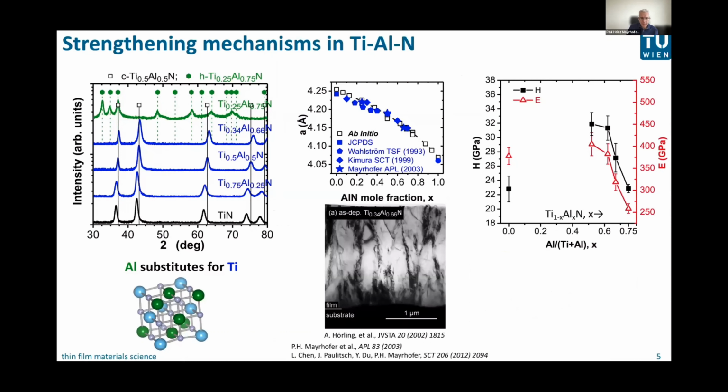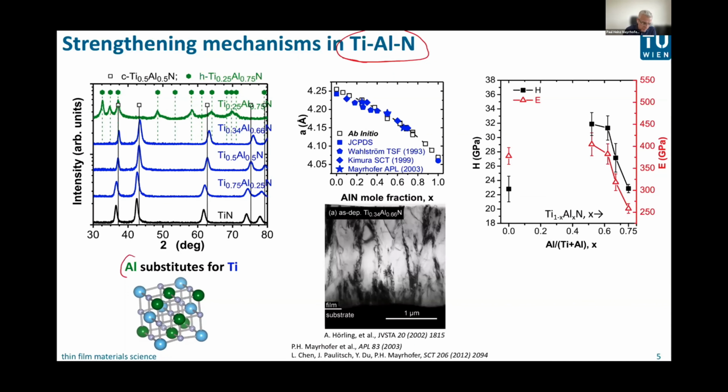And I go on with another material system, titanium aluminum nitride. Very successful. Here, we do not have just the high number of dislocations, so we do not have just dislocation strengthening, the Taylor hardening effect. We do have also solid solution strengthening because, as I mentioned, physical vapor deposition is able to prepare supersaturated materials.